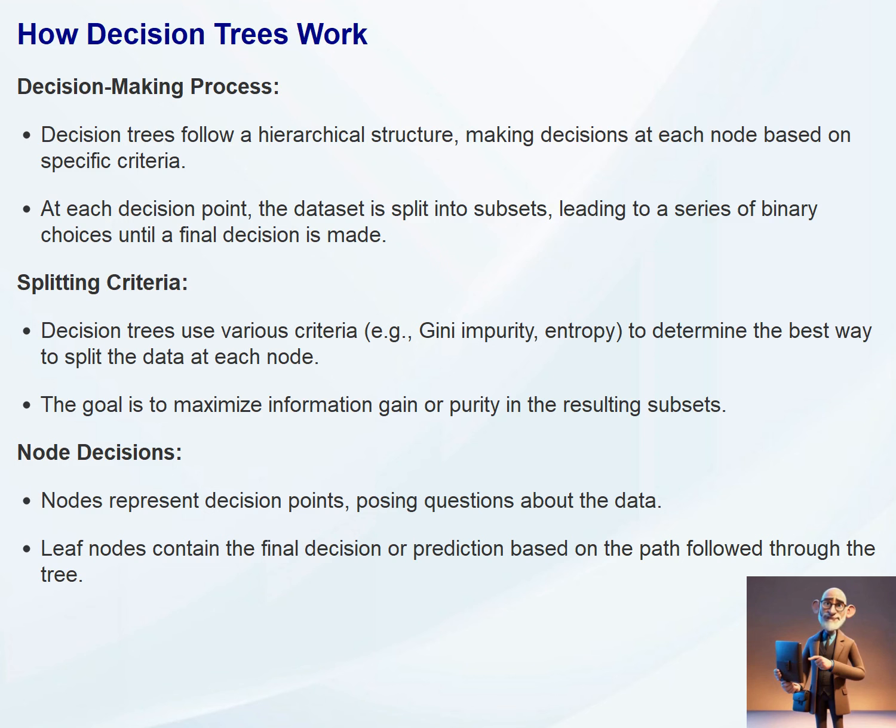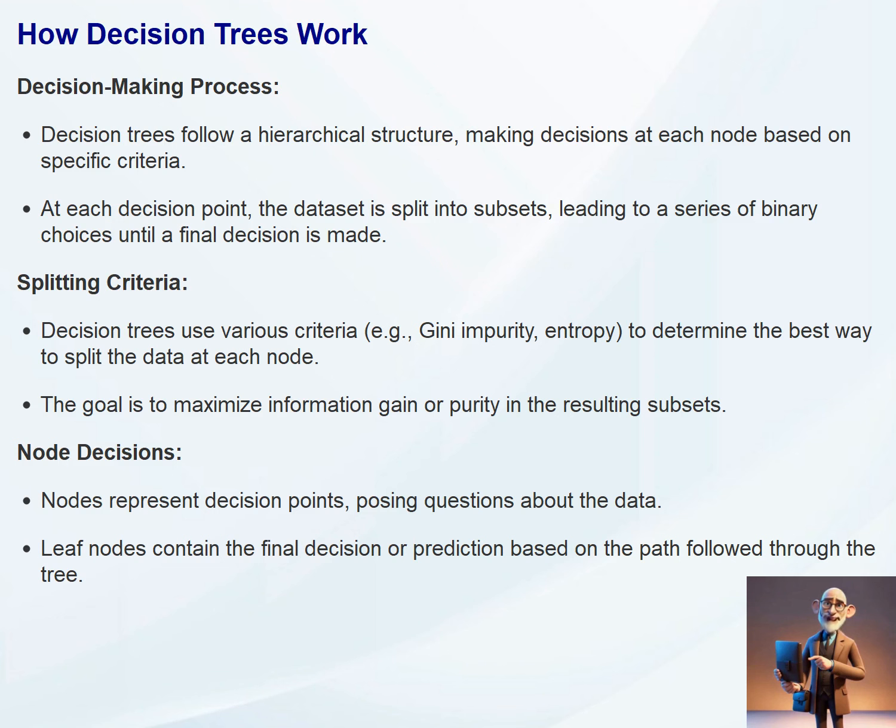The magic happens at each decision node, where the dataset is split based on specific criteria. Decision trees employ various splitting criteria such as Gini impurity or entropy. The goal is to determine the best way to divide the data, maximizing information gain or purity in the resulting subsets. It's like the tree asking, what feature or condition best separates the data to make more accurate predictions?